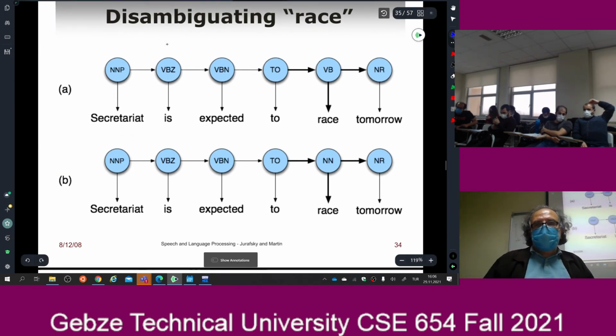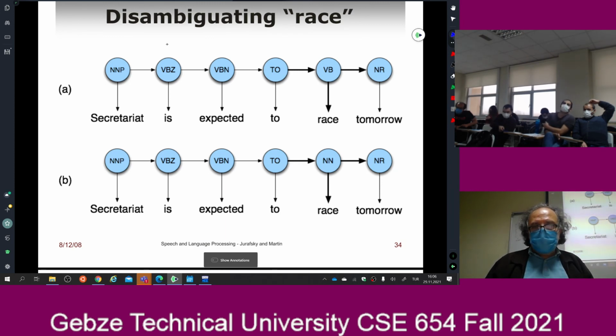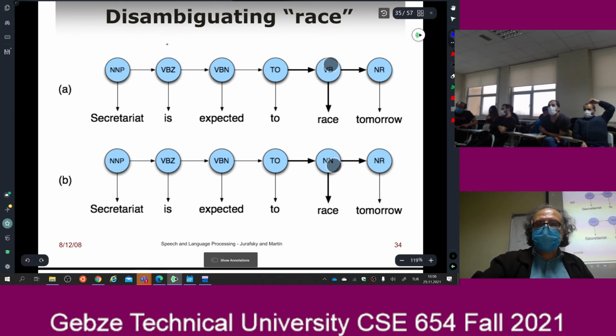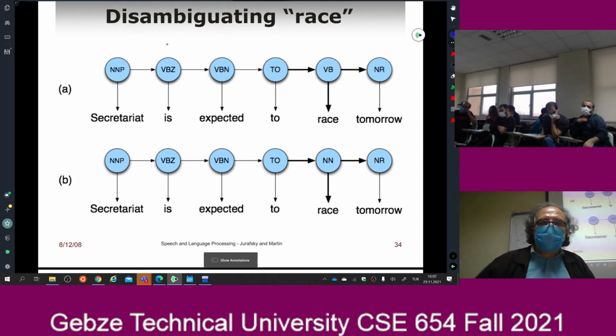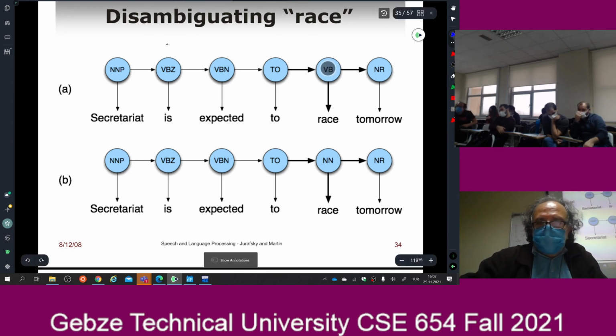So, what is the difference between A and B? Raise. Raise is a verb in A and B is a noun. Simplify the problem. Of course, there are other ambiguities, but I am just using the most prominent one. So either the verb raise or the noun raise.